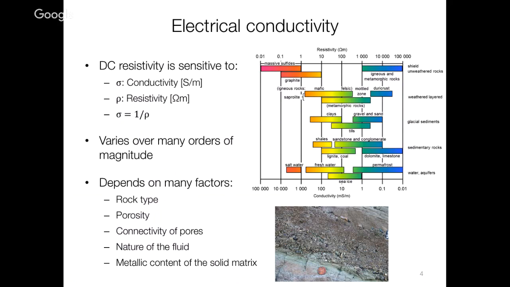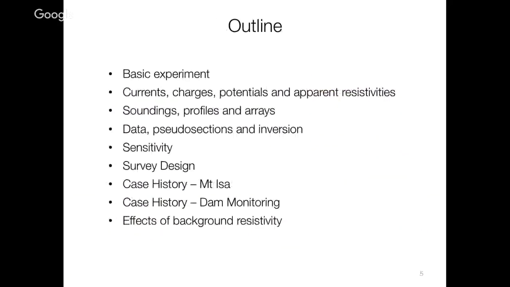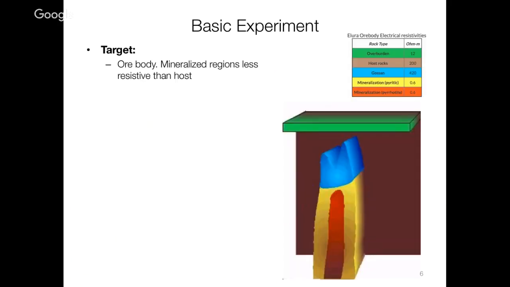So that's potentially complicated. What I want to do is outline the basic DC experiment and talk about some of the things that contractors will mention, to give you some idea. And then we're actually going to go through a case history for a minerals exploration.